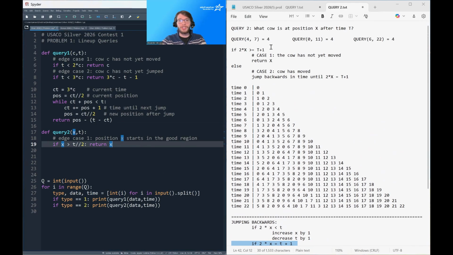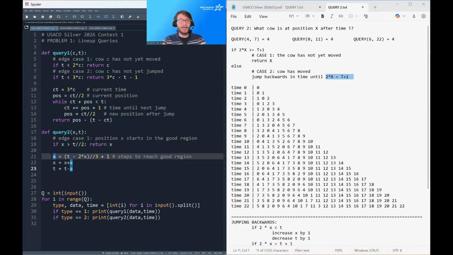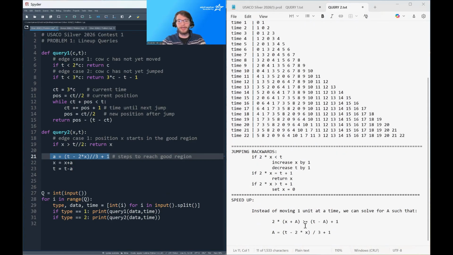Again, we have this first edge case where if we just start to the right of the orange line, then our cow hasn't moved yet. We can just return our current position and everything is good. However, if we start to the left of the orange line, then we have to jump backward until our position is exactly at 2 times x is equal to t plus 1. So we're going to jump ahead to the first place where we cross the orange line. Again, we're calculating A using this formula. You can work out the math yourself to see that A is indeed the minimum value that satisfies this inequality.